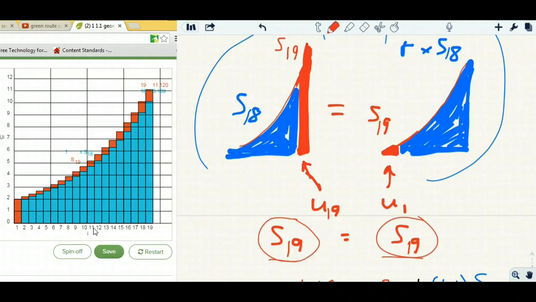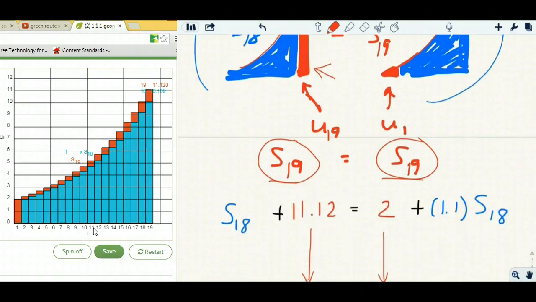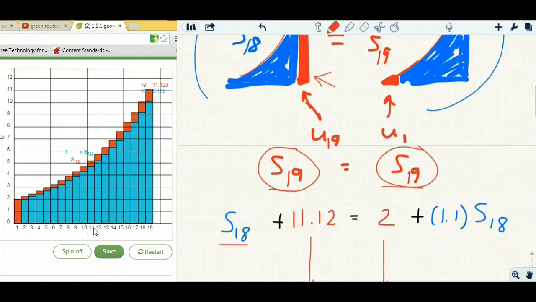On the left side, I'm going to say the red triangular shape is equal to the blue triangular shape plus the last bar of the red triangular shape. So I'm saying S18, which is the blue triangle shape, plus 11.12, which is the last bar, is S19, right?